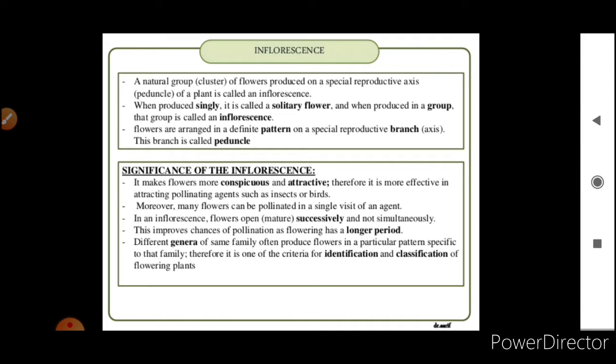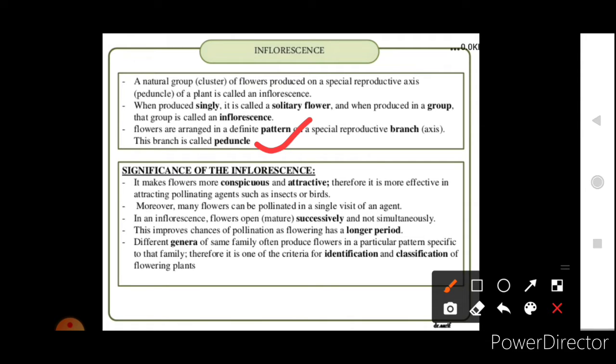When produced singly, it is called a solitary flower, and when produced in a group, then that group is called an inflorescence. Okay. Now flowers are arranged in a definite pattern on a special reproductive branch axis, and this branch is called the peduncle. Okay. So the arrangement of a group of flowers on the peduncle, in simple terms, we can call it an inflorescence. Now what is the significance of inflorescence?